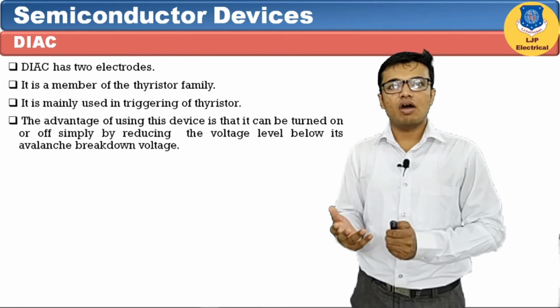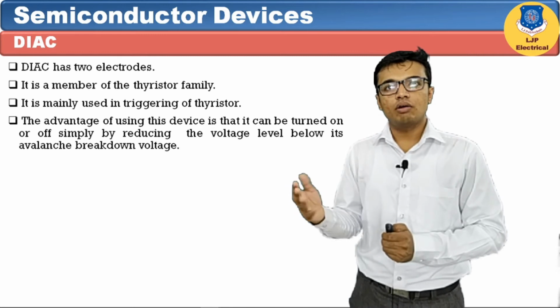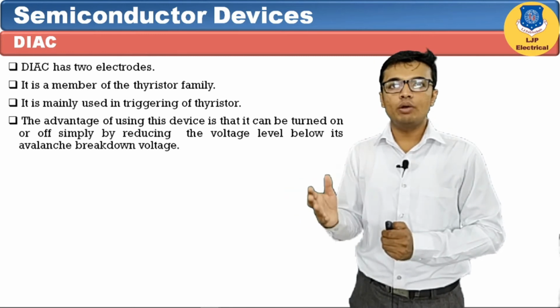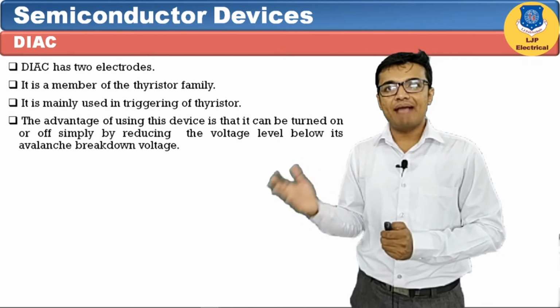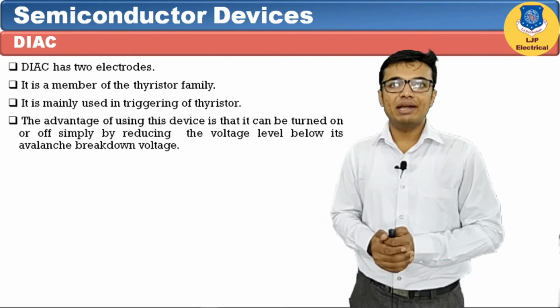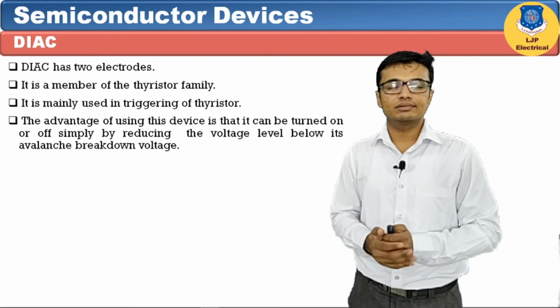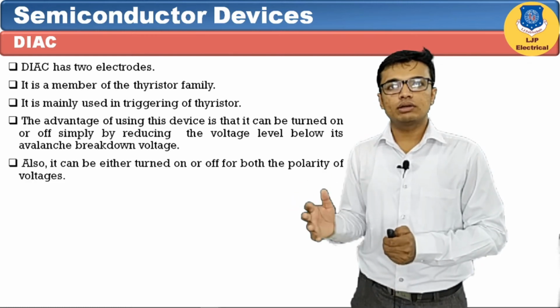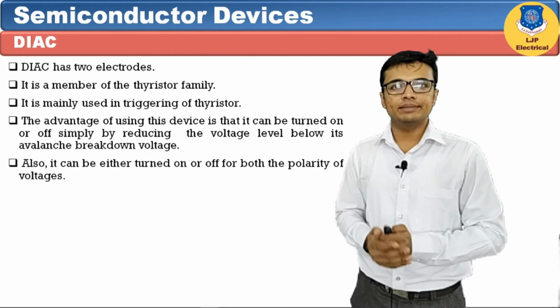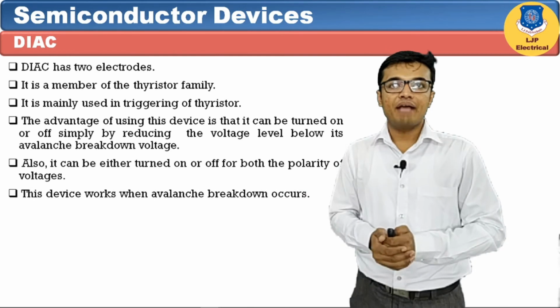The advantage of using this device is that it can be turned on or turned off simply by reducing the voltage level below its average breakdown voltage. It may be 29 or 30 volts, depending on the rating or type of the DIAC we have used. Also, it can be turned on or off with both polarities of voltage. This device works when avalanche breakdown occurs.